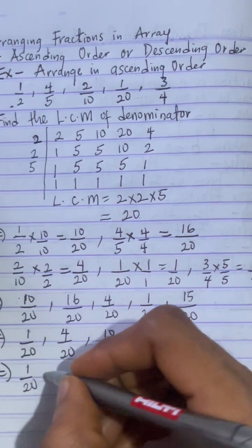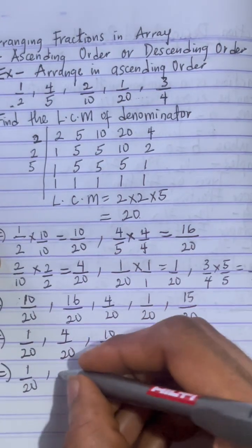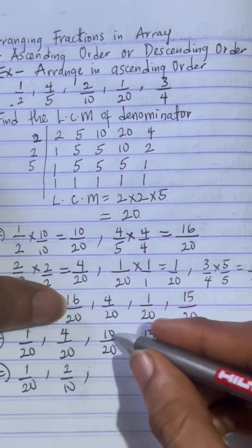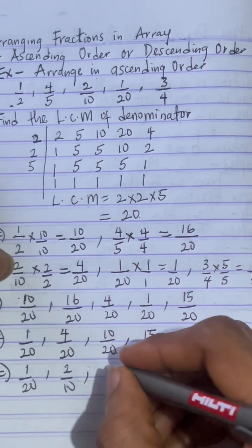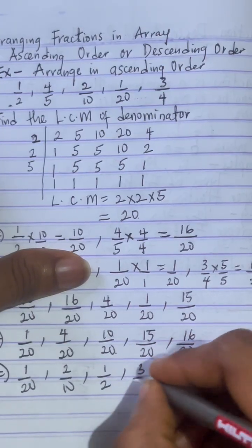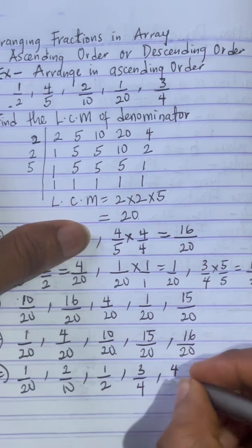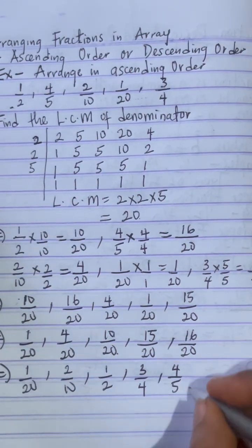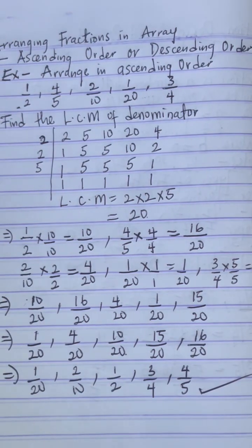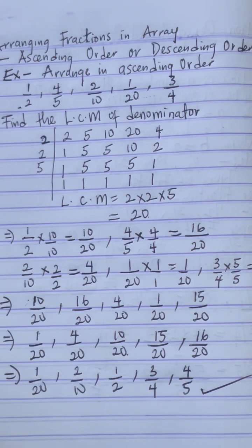So now, in terms of the question, you have 1 over 20, same value, comma. 4 over 20 was produced by what? By 2 over 10. So meaning after 1 over 20, the next number should be 2 over 10, comma. 10 over 20 was produced by 1 over 2, meaning 1 over 2. 15 over 20 was produced by 3 over 4, comma. 16 over 20 was produced by what? 4 over 5, comma. You can see now. So this is the correct answer. So in terms of ascending order, the fractions will be arranged 1 over 20, comma, 2 over 10, comma, 1 over 2, comma, 3 over 4, comma, 4 over 5.